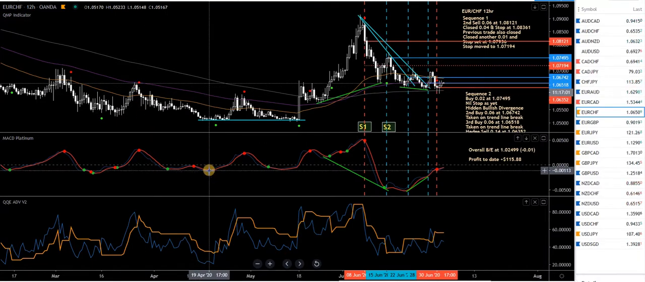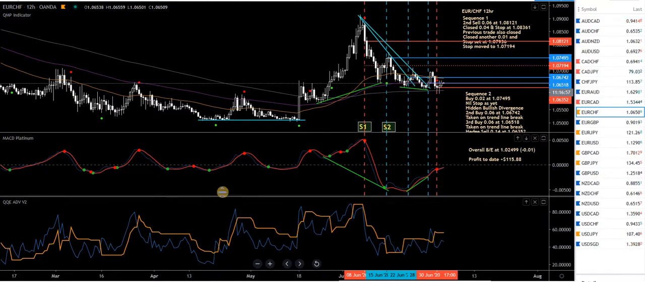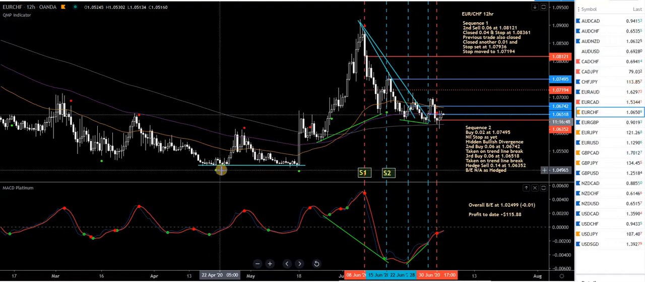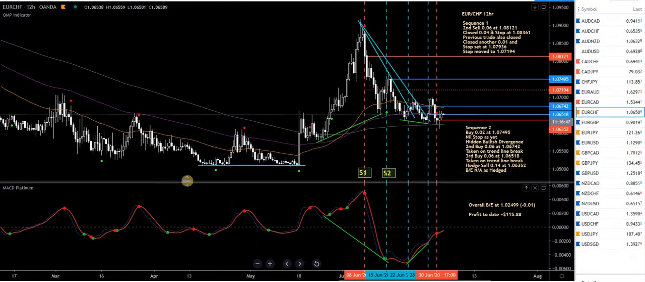Look at this one here. The green dot on the MACD Platinum was here. The cross wasn't confirmed till over here. Then the green dot on the QMP filter. So it's just an indicator I use, but I don't need to see it. And so the QMP filter helped me out.